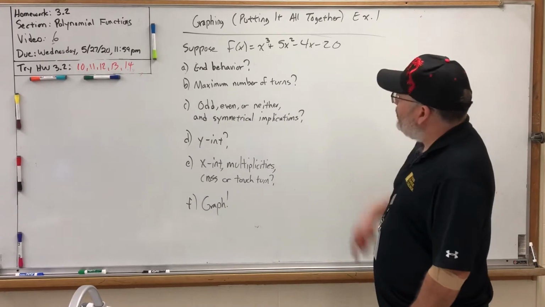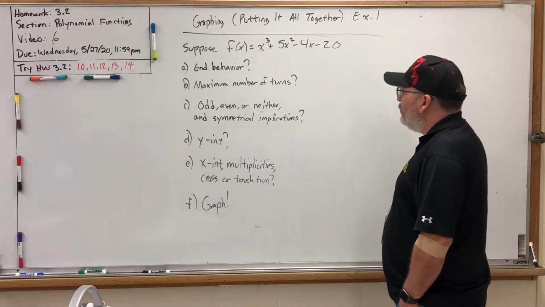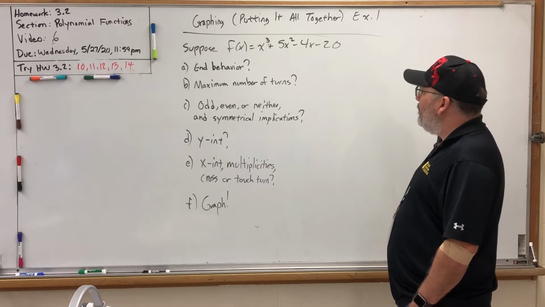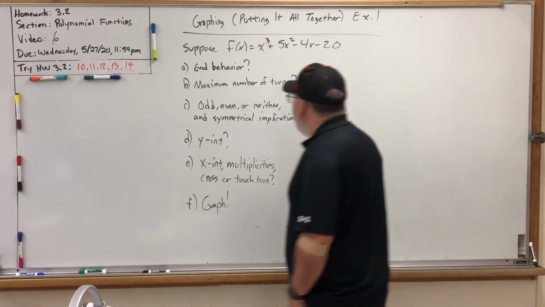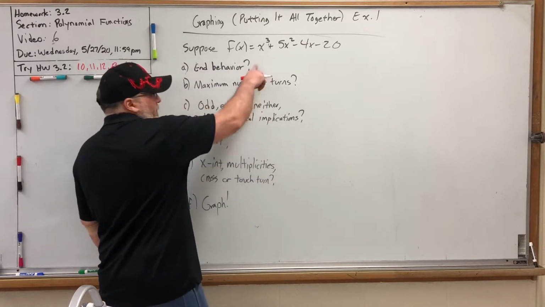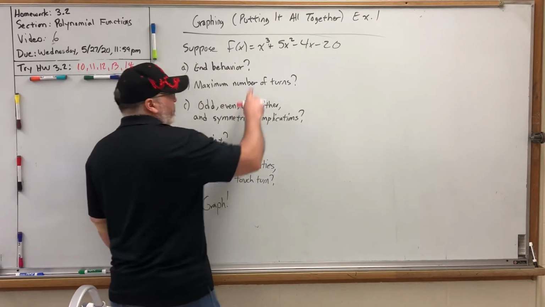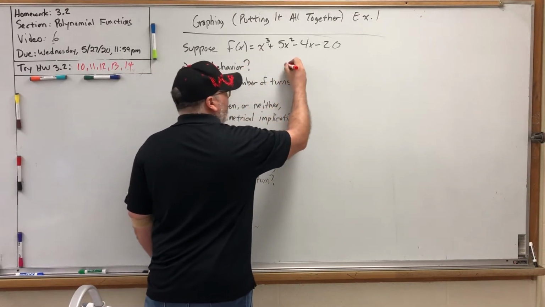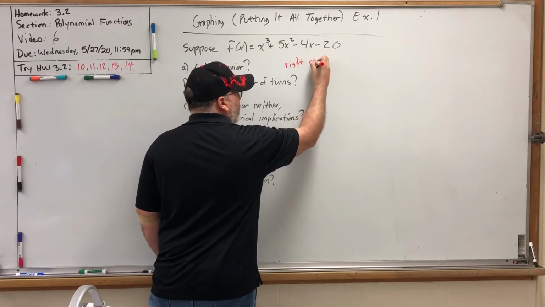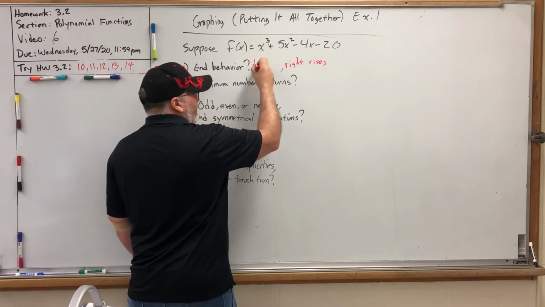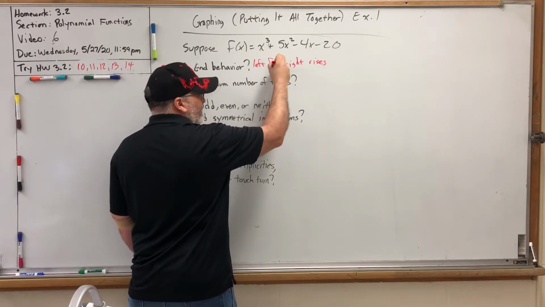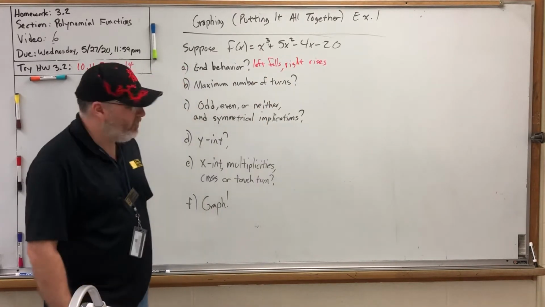Well, one function we were using was f of x equals x to the third power plus 5x squared minus 4x minus 20. And we had determined its end behavior, in a nutshell, because the leading coefficient is positive, that means that the right rises. And because the degree is odd, that means opposite ends, so the left falls. But that's the end behavior that we had determined previously.